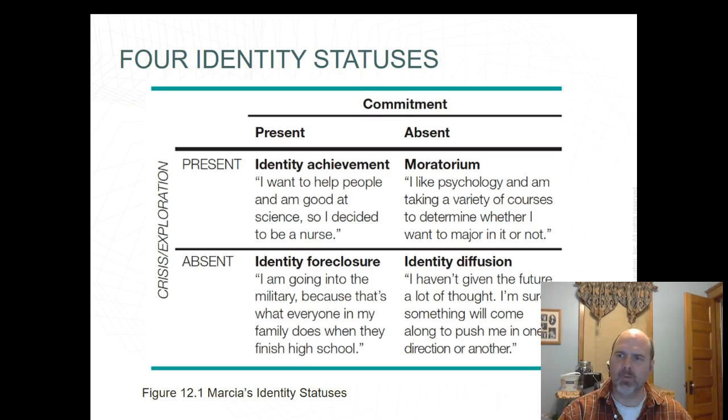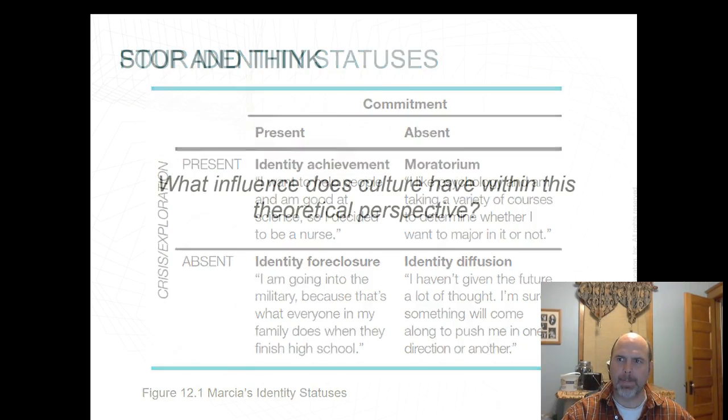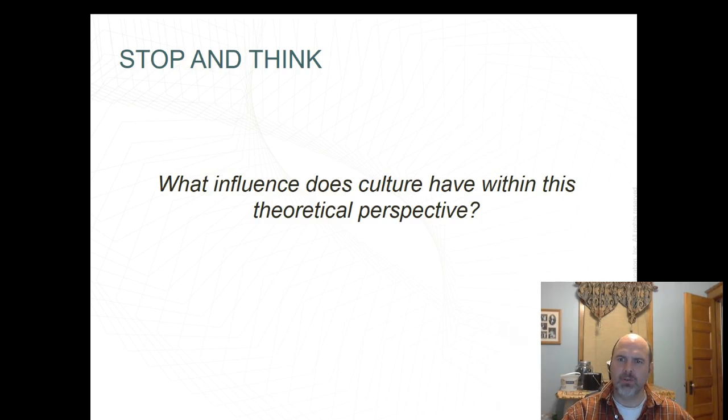This is figure 12.1, page 297 of your book, where you have the four identity statuses proposed by Marcia and based on Erikson's theory. For fully achieved identity, a young person must have both examined his or her values and goals and reached a firm commitment. So what influence does culture have within this theoretical perspective? As you know, family is rooted in and strongly influenced by current cultural assumptions.